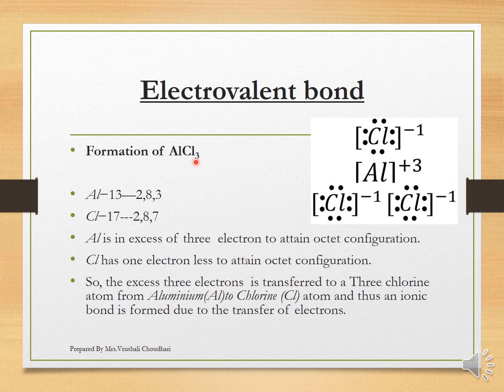Is it diatomic, monoatomic or polyatomic? How many atoms are present here? 1 of aluminium, 3 of chlorine. So total 4 atoms are present. So it is a polyatomic molecule.